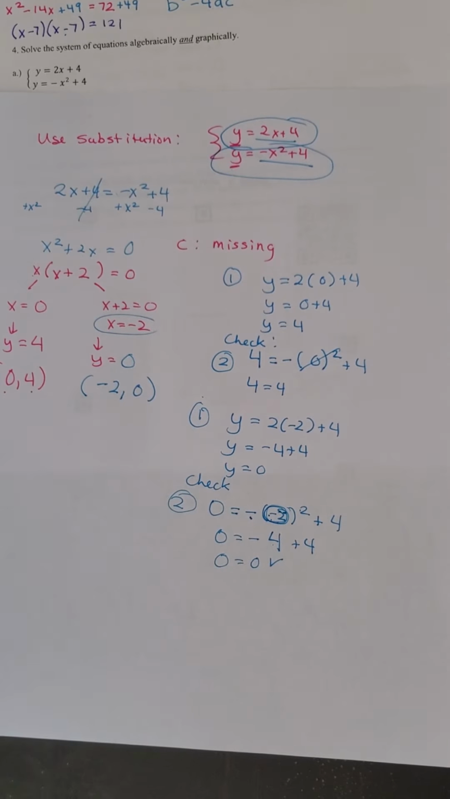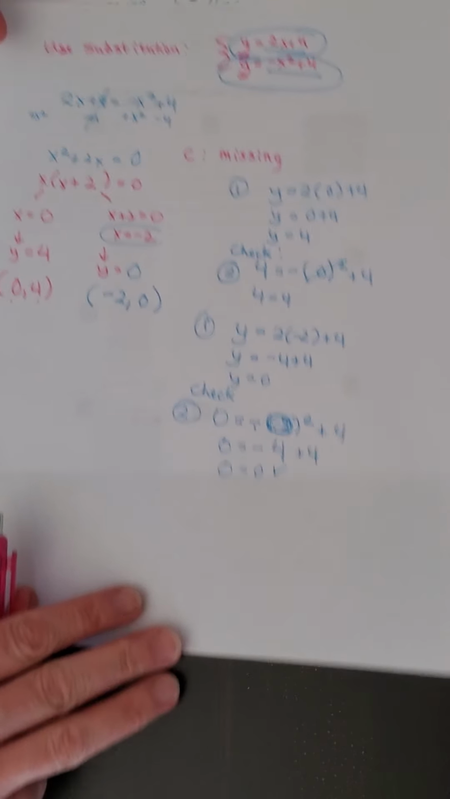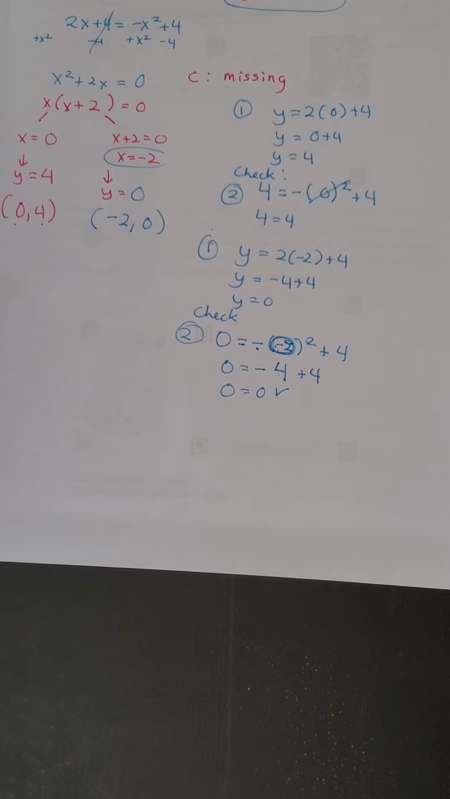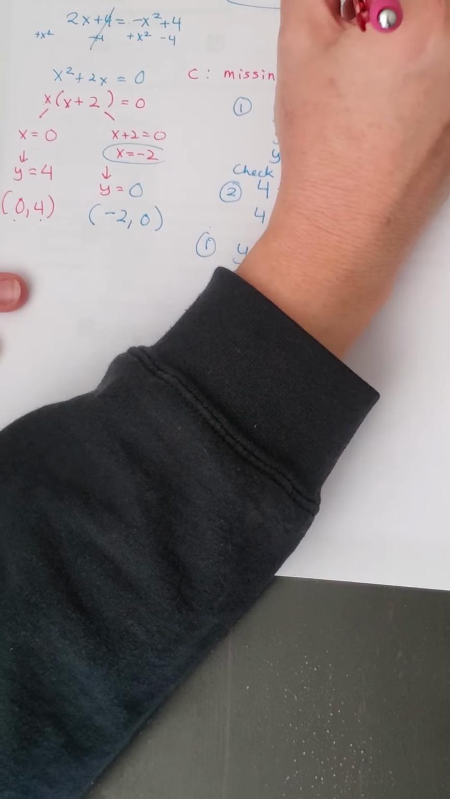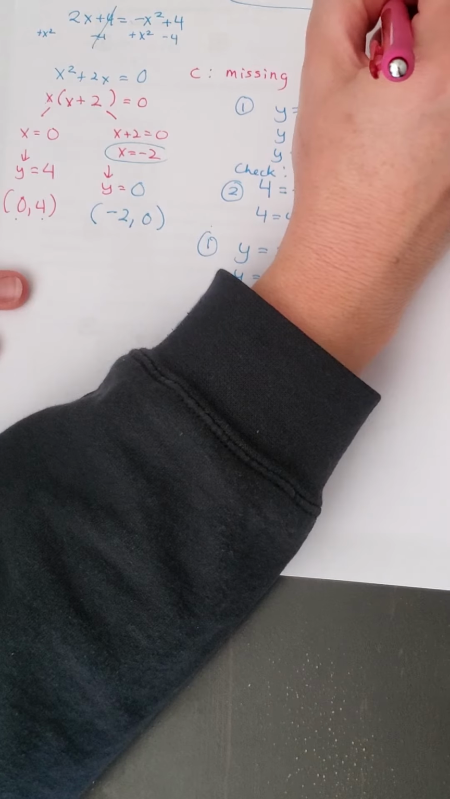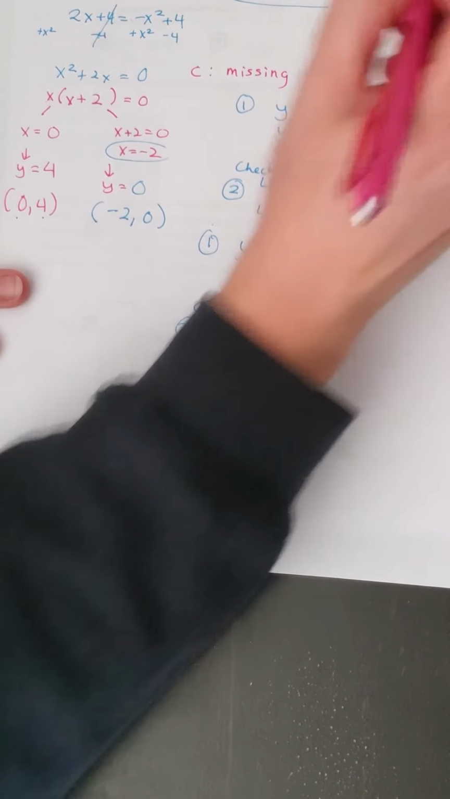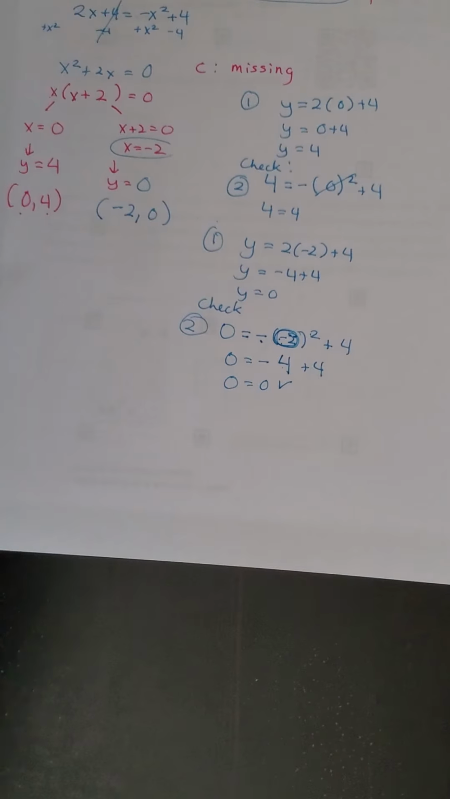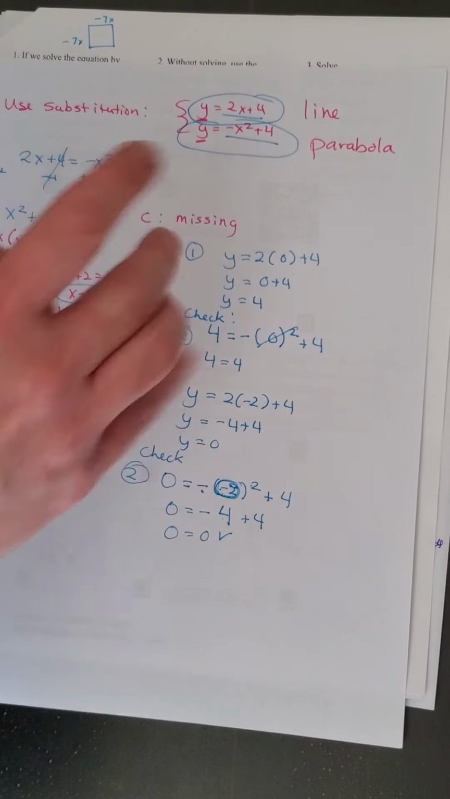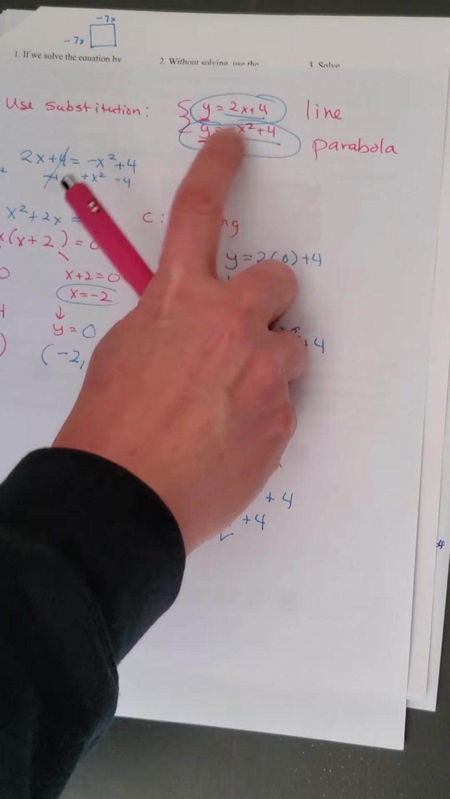Now we need to do this graphically. All right, so we're going to graph both equations. The first one is a line, and the second is a parabola. I know that because in the first one, the highest degree is a 1, and here the highest degree is a 2.